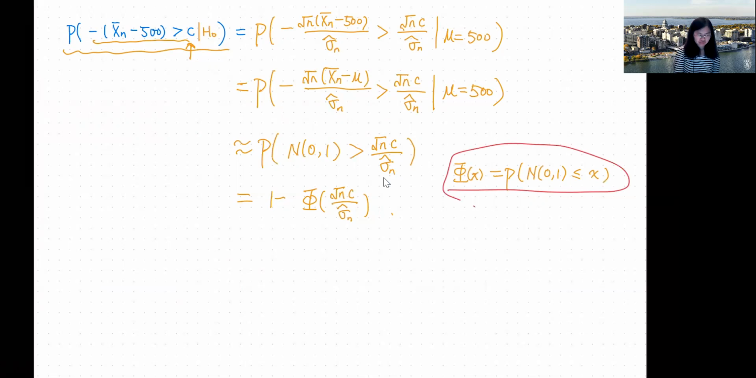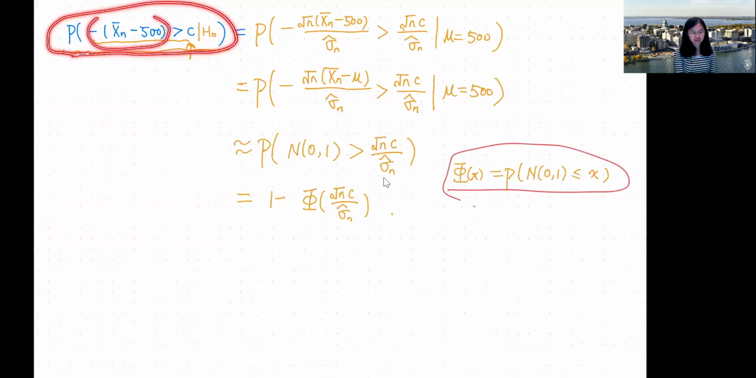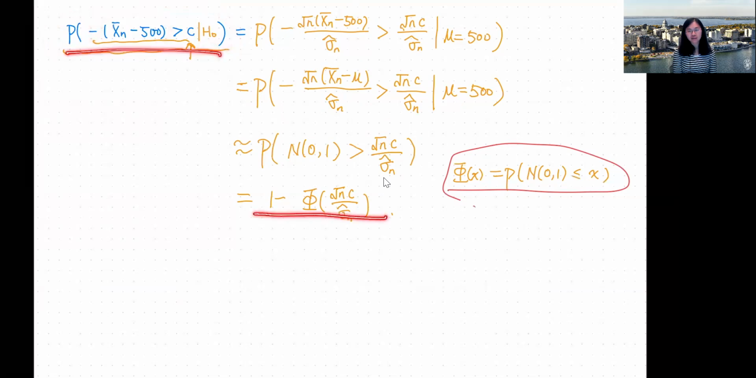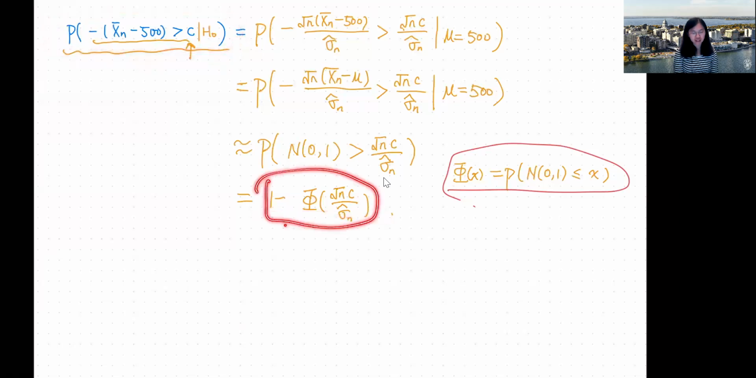So we want this to be less than or equal to alpha. We are not able to 100% make that happen because we do not know the exact distribution of this, even under H0. But we know this is approximately that. So we can make that approximately less than or equal to alpha by making this less than or equal to alpha. So what we will do is to make this less than or equal to alpha.